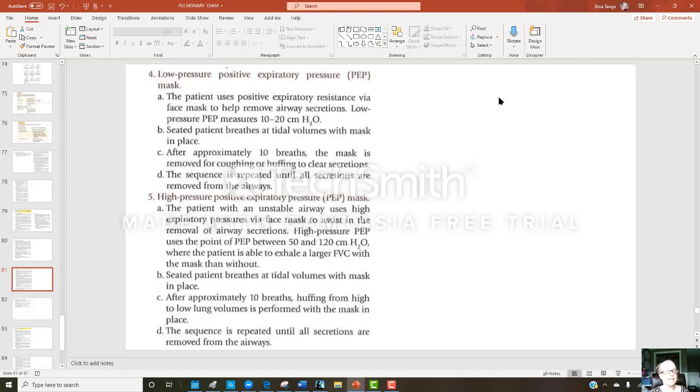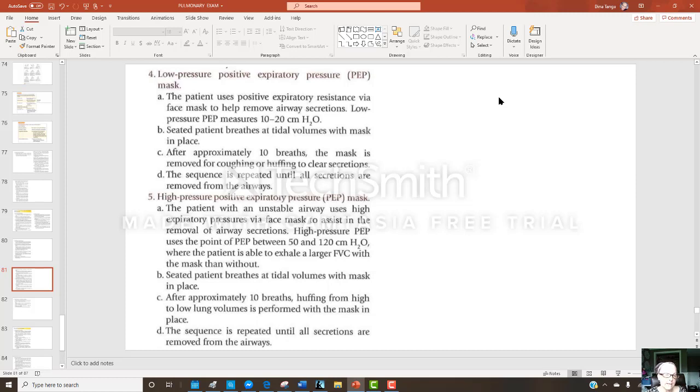Low pressure positive expiratory pressure mask. The patient uses positive expiratory resistance via face mask to help remove airway secretions. Low pressure PEP measures 10 to 20 centimeters of water, H2O. Seated patient breathes at tidal volumes with mask in place. After approximately 10 breaths, the mask is removed for coughing or huffing to clear secretions. The sequence is repeated until all secretions are removed from the airways.